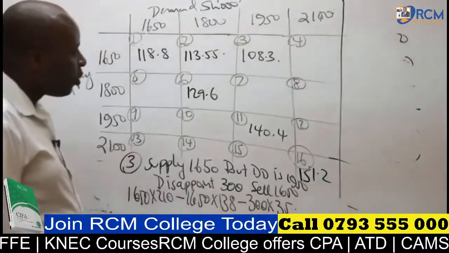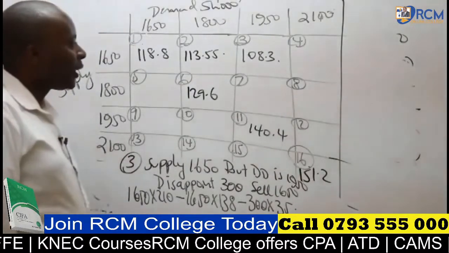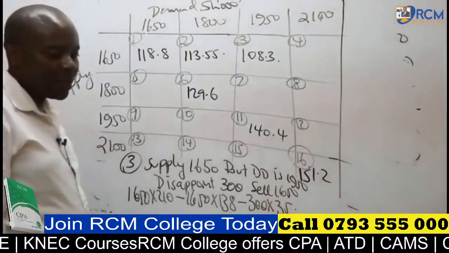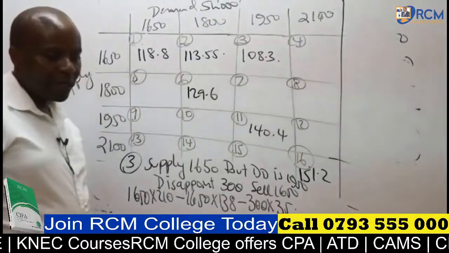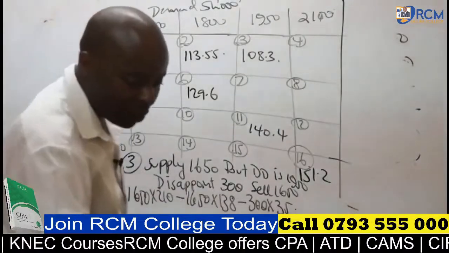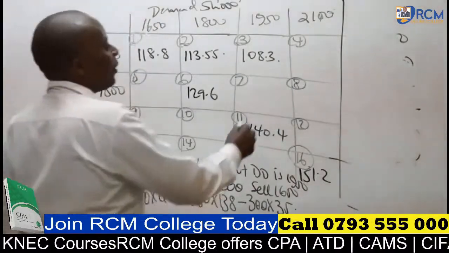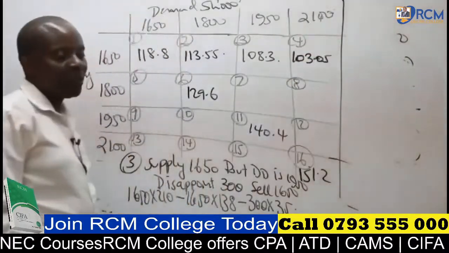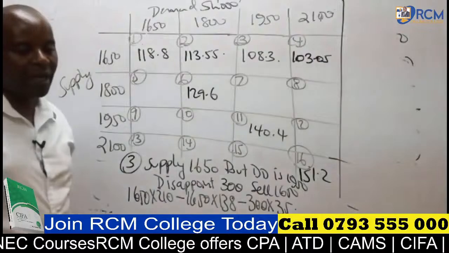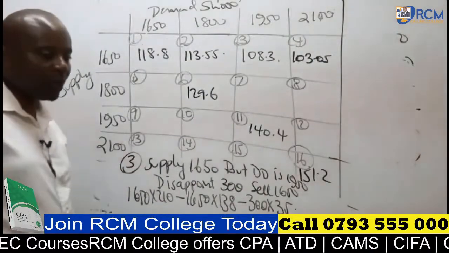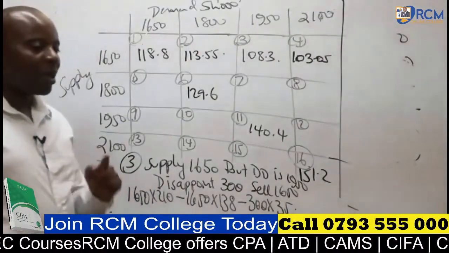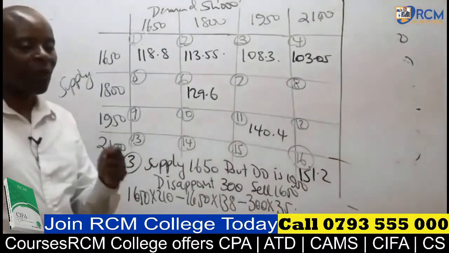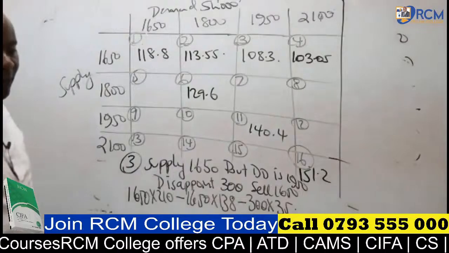For cell number 4, Dennis is giving me 134. No, it should be reducing really. Just try again. Kigunda tells me 103. 103.05. Just try again, Dennis. Thank you very much for giving me the first answer. Try again. If you're unable to get it, I'll show you how to get it, because there we are going to sell just 1650, but we shall disappoint quite a number of customers there.